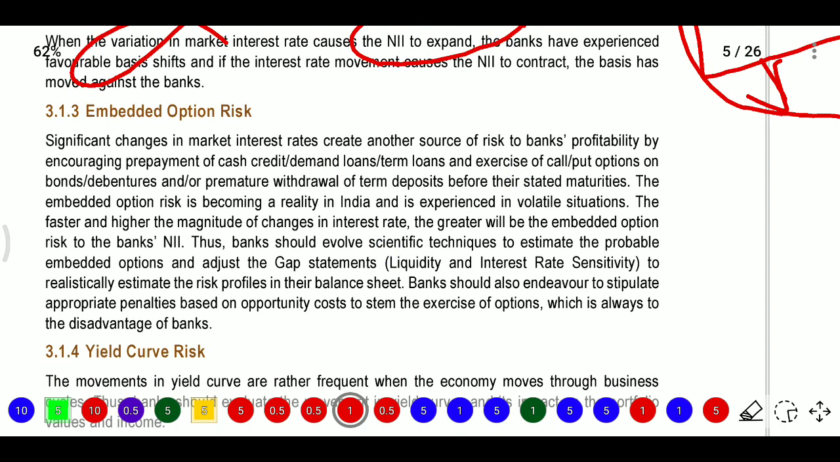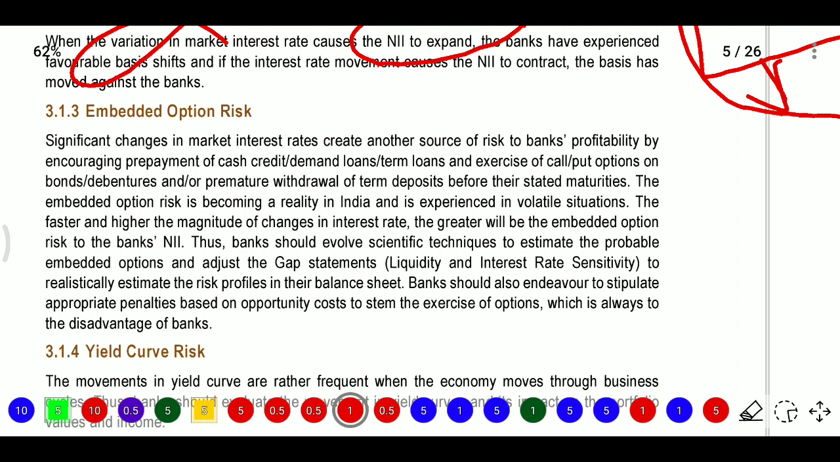Now we need to see about embedded option risk. Here embedded option risk means significant changes in market interest rates create another source of risk to bank profitability by encouraging prepayment of cash credit or demand loans or term loans, exercise of call options or put options on bonds or debentures, and premature withdrawals of term deposits before the stated maturities. Embedded option risk is a reality in India and is experienced in volatile situations, the faster and higher the magnitude of changes in interest rate.